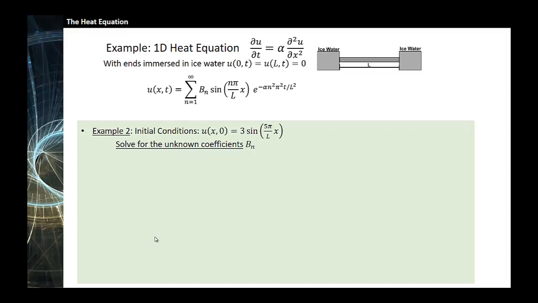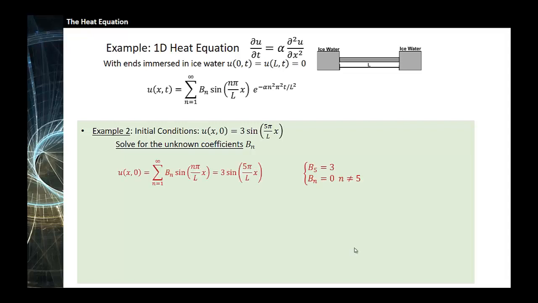So let's just take the initial condition that at t equal to 0, the bar temperature as a function of x is 3 sine of 5 pi over L x. And we want to know what the unknown coefficients, the b sub n's, are, and then what the temperature of the bar is as a function of time.